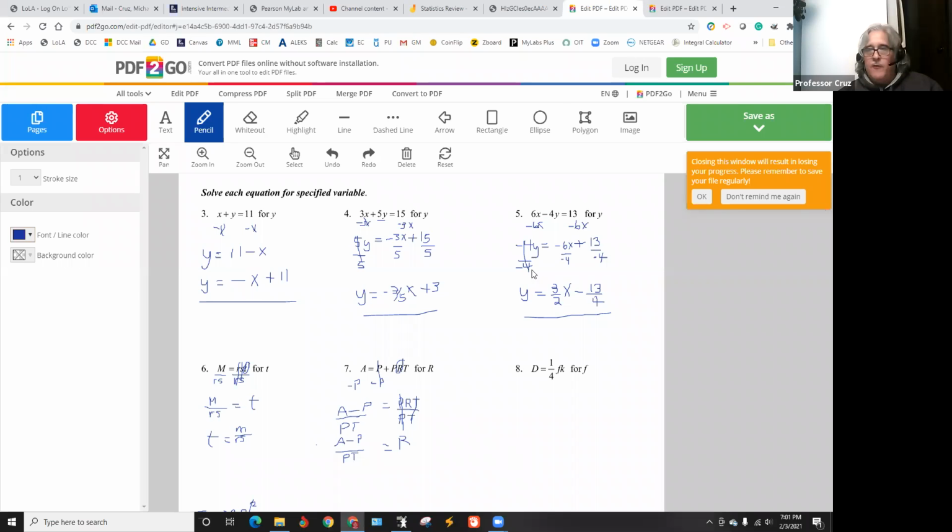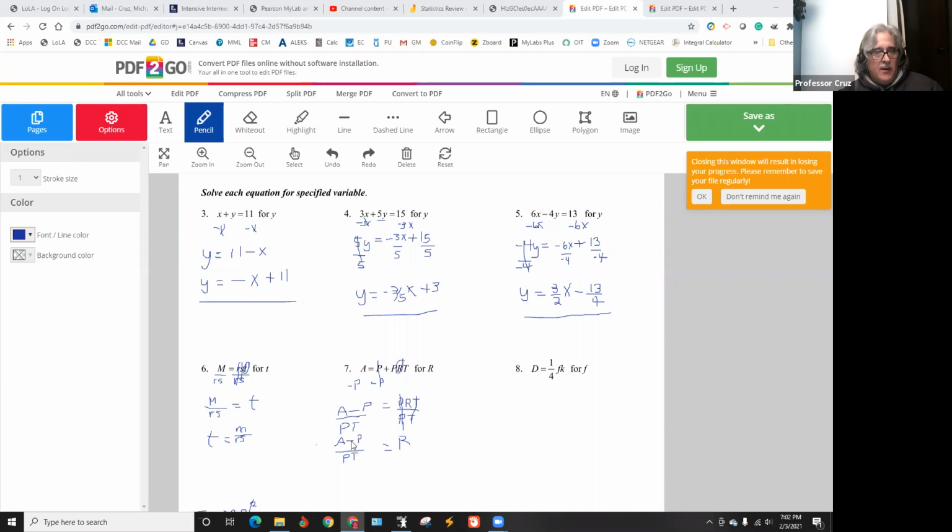So this is solved for R, which is rate, because this is the amount is equal to the principal plus the principal times the rate times the time. This is back when actually having money in the bank actually accrued some interest. So you could find out if your interest was 3%, how much you would have after a year.